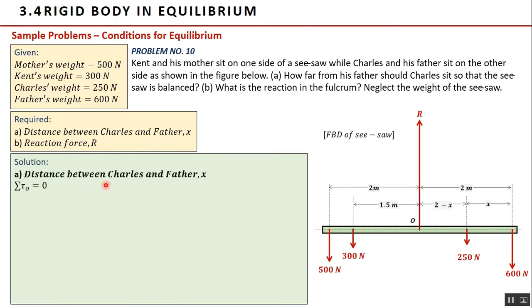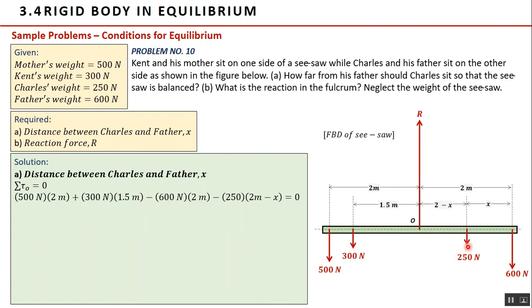So we use the equation for rotational equilibrium, that is the summation of torque about point O is 0. Mother produces a counterclockwise torque about point O, that is 500 times 2. Plus, another counterclockwise torque produced by Kent of 300 newtons times 1.5 meters. The reaction R does not create torque, since it already hits point O. Then father is doing clockwise torque, therefore, it is negative 600 newtons times 2 meters.